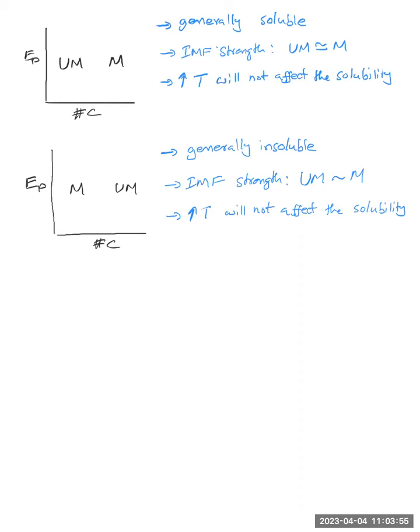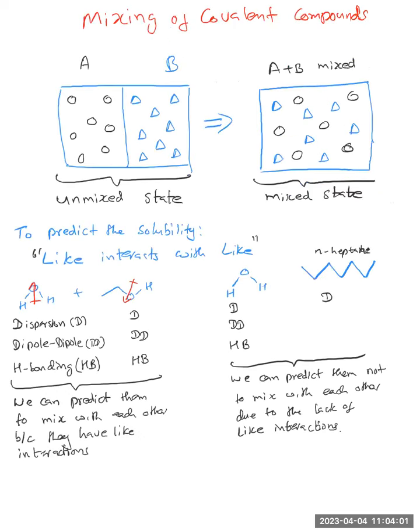Just to summarize, mixing of covalent compounds. To predict, we look at the interactions. Like interacts with like is the mantra. If you have like interactions, they are more likely to mix with each other. And if they have different interactions, like water and normal heptane, then they are less likely to mix with each other. That's how we can predict the solubility.